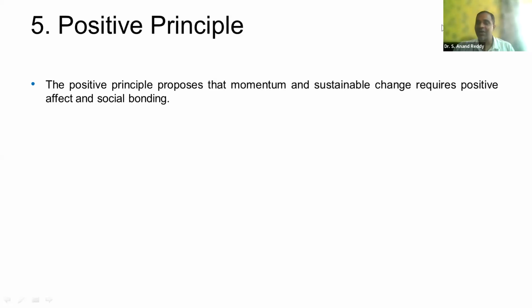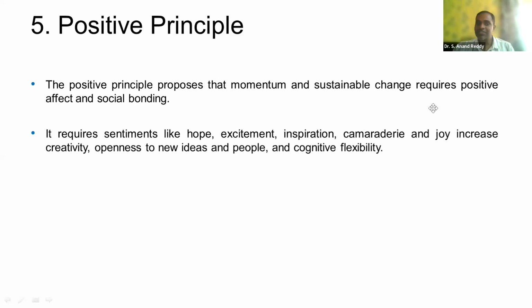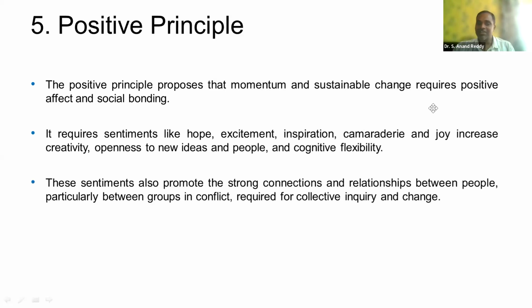We are in the fourth phase of appreciative inquiry in terms of these two codes as well as the education system. What we are going to experience in the fifth stage is that momentum and sustainable change require a positive effect on social bonding, because people start accepting it now. Then it requires sentiments like hope, excitement, inspiration, and all those things. These sentiments also promote strong connections and relationships between people, particularly between groups in conflict, and are required for collective inquiry and change.